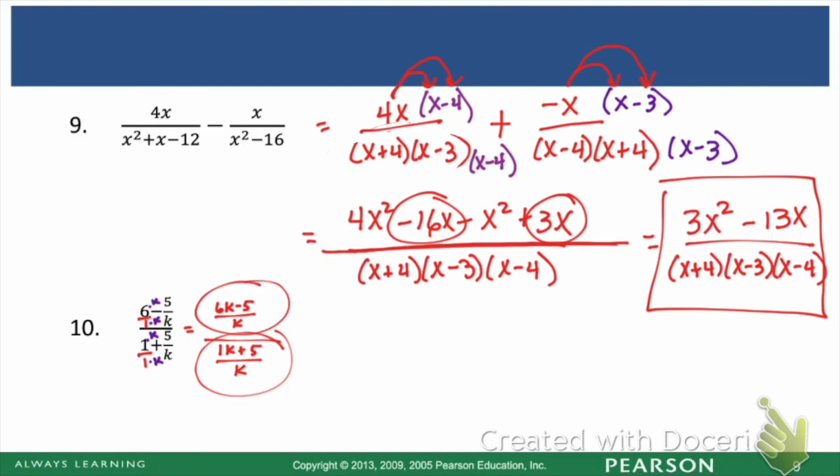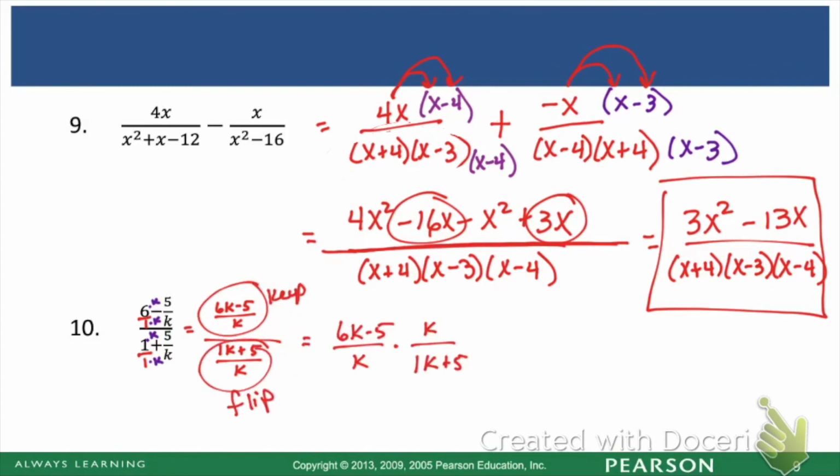So it's a fraction divided by a fraction. Keep, change, flip. So I'm going to keep my first fraction, 6k minus 5 over k. I change division to multiplication. And I'm going to flip the second fraction. So it's going to become k over k plus 5.